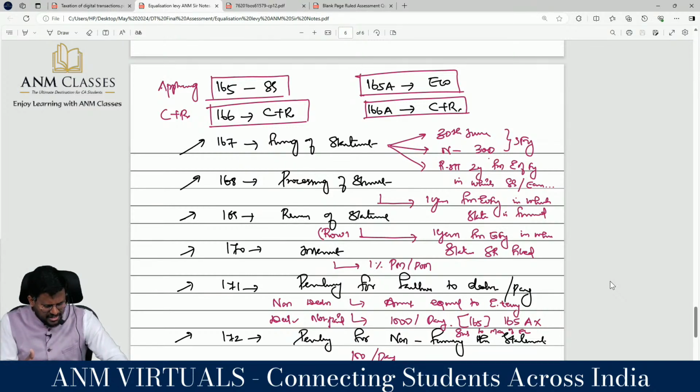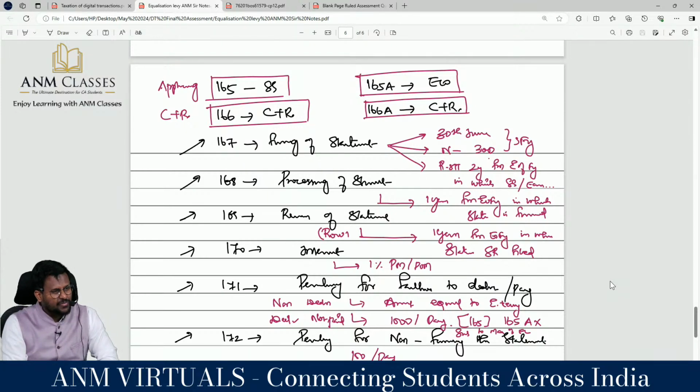Then section 168, processing of the statement. Just like how you have filed the return of income, it is processed under 143 subsection 1. Right? After studying the whole assessment, this chapter will be a cakewalk. So the same like the return, it will be processed within 1 year from the end of the financial year in which the statement is filed. So this is linked to the statement. Rectification is not linked to the statement, but processing of the statement is linked to the statement.